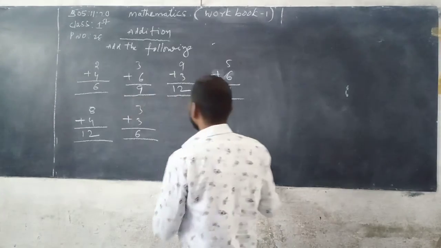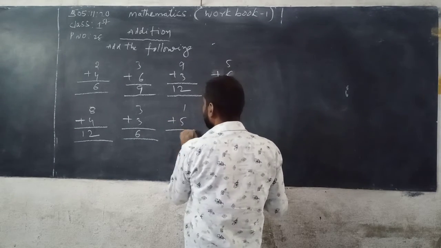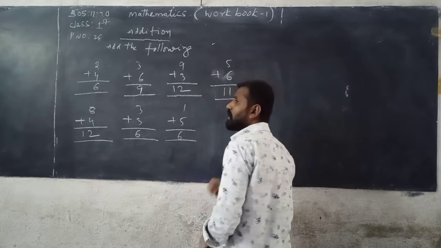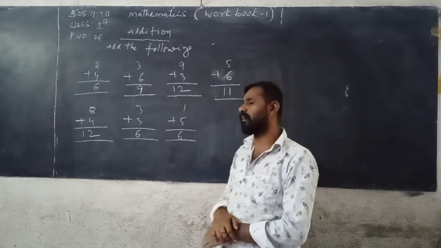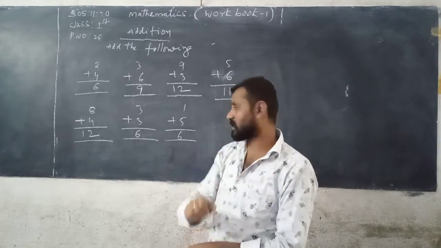Next, 1 plus 5, very easy. 1 plus 5 is 6. Keep the bigger number 5 in your mind and take 1 finger in your hand. You can count 5, after 1 finger, 5 after that 6.